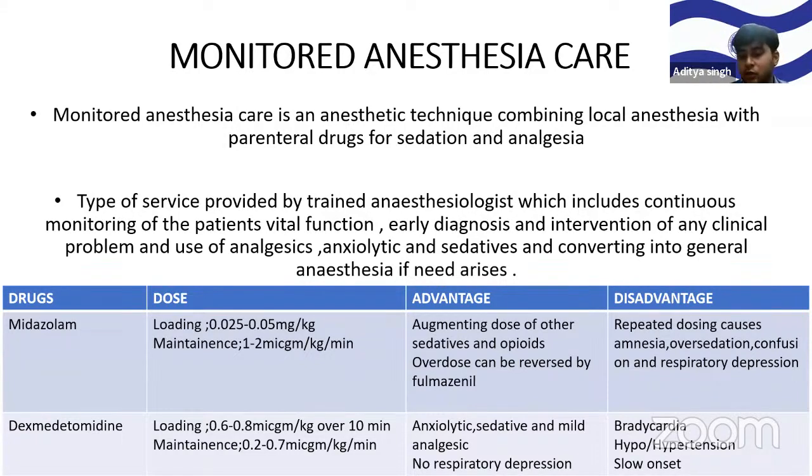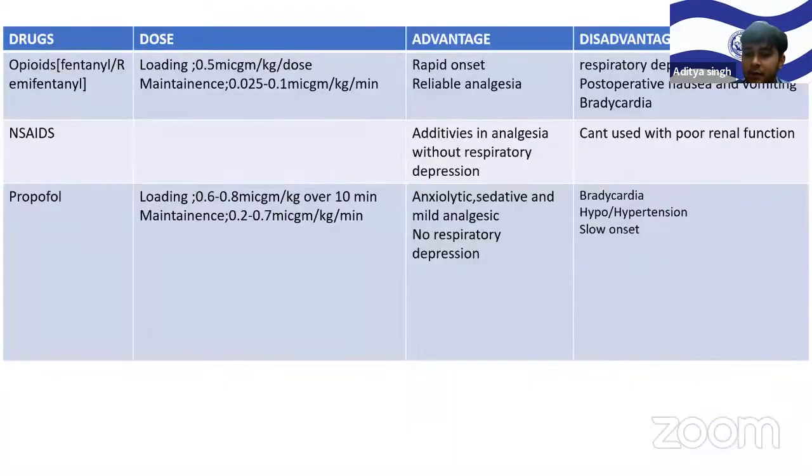Ma'am, drugs which we use in the MAC: we can use a benzodiazepine to decrease the sedation or the anxiety. We can use an alpha 2 agonist as an anxiolytic, sedative, or analgesic. We can use NSAIDs, and we can also use propofol or opiates.